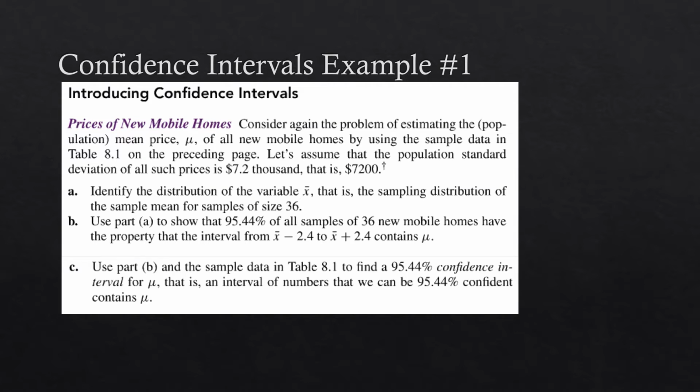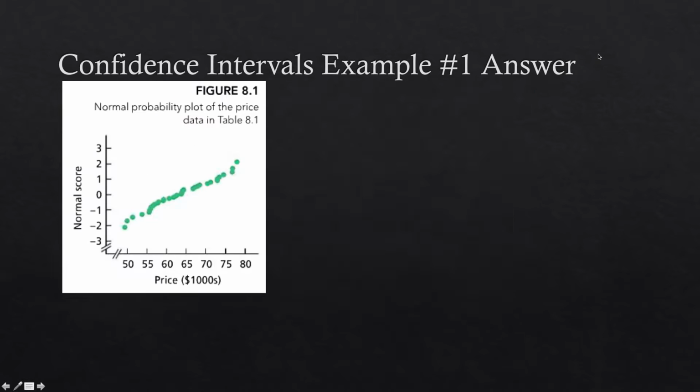Consider again the problem of estimating the mean of the mobile homes in the data we had previously. Now, keep in mind, we've already solved this problem. We said that the sample mean was 63.28. Okay, let's assume that the population standard deviation is 7.2. Identify the distribution of the variable for size 36. Well, here's what I would do if I were you, and this is going to give you an opportunity to get some practice in where you need it.